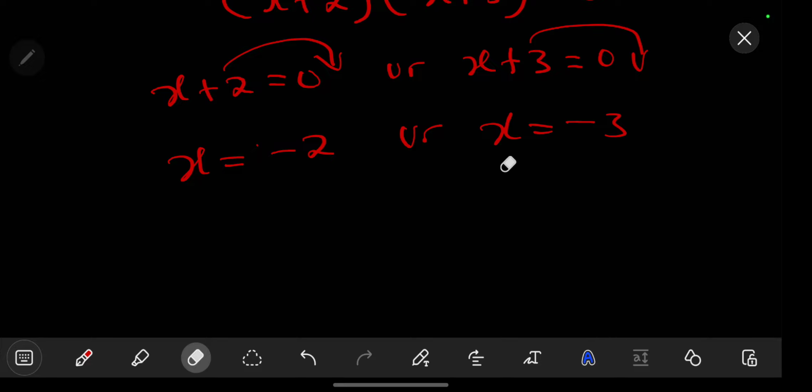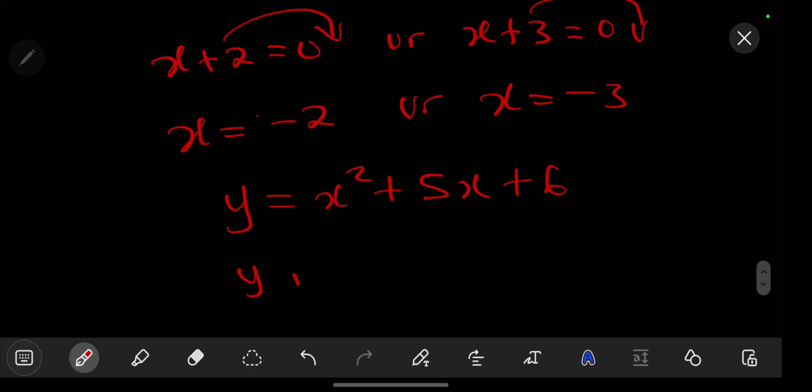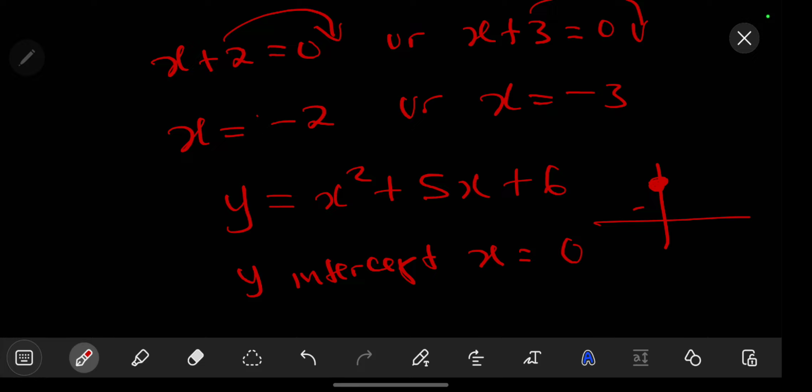So we have found our x-intercepts, which are negative 2 and negative 3. Then we are going to find our y-intercept for the equation x squared plus 5x plus 6. For the y-intercept, x is equal to 0. We need to see the point where the equation crosses the y-axis, and at this point x is equal to 0.